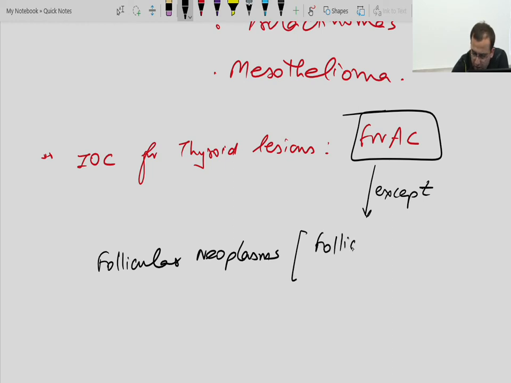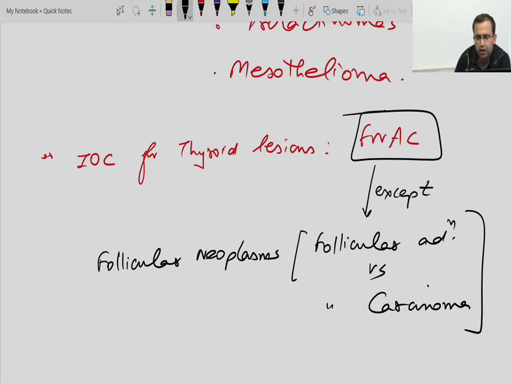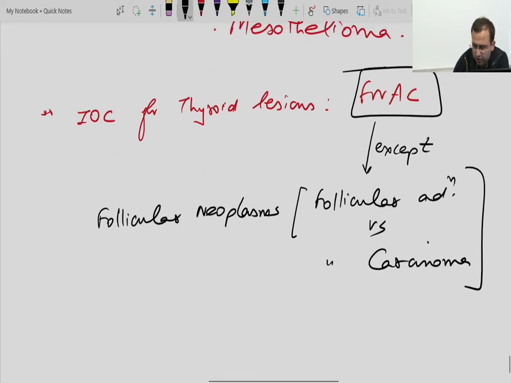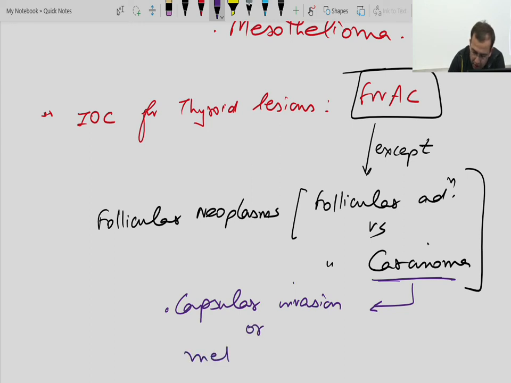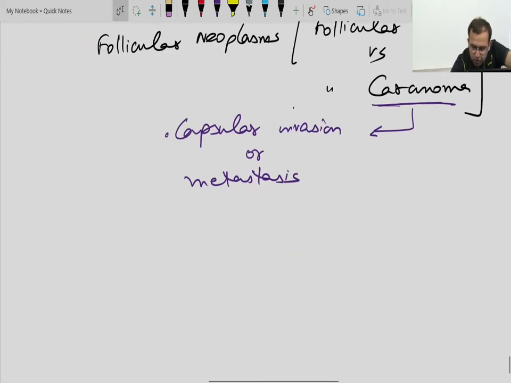That is, it cannot differentiate follicular adenoma from carcinoma. What do we need to make a diagnosis of follicular carcinoma? We need capsular invasion or metastasis. So how do we diagnose PTC? By Orphan Annie nucleus. So this gets us to the microscopy of follicular neoplasms.